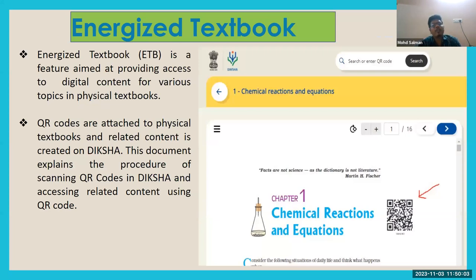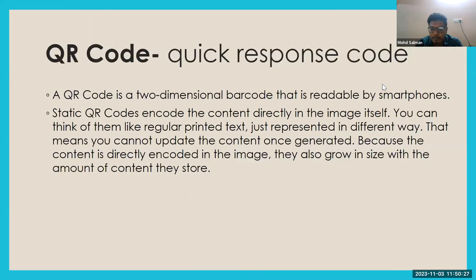Energized textbook. Next point is energized textbook. What is it? Energized textbook is a feature aimed at providing access to digital content for the various topics in the physical textbook. QR codes are attached to the physical textbook and related content is created on the Diksha. This document explains the procedure of scanning QR codes in the Diksha.